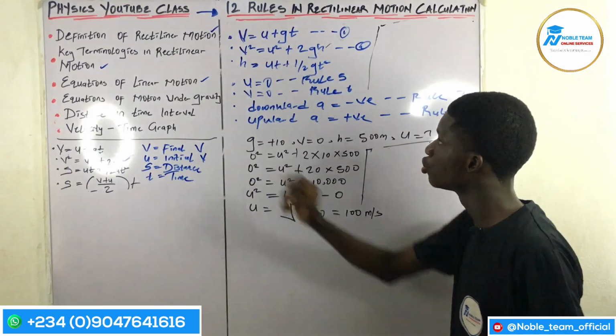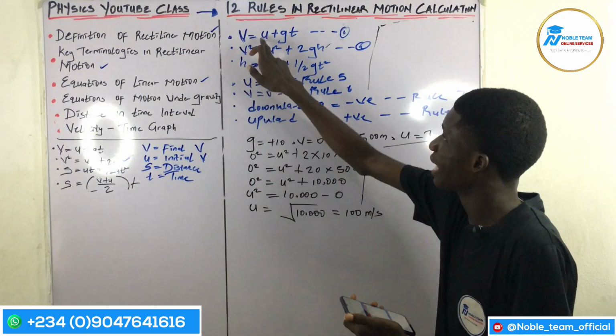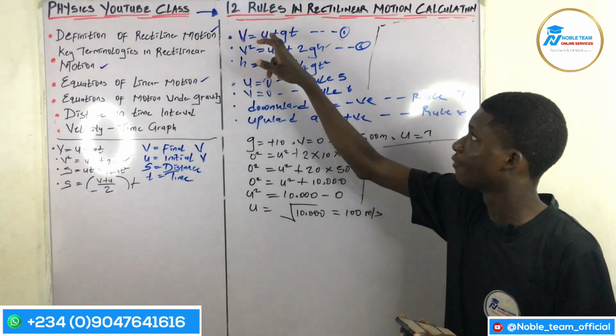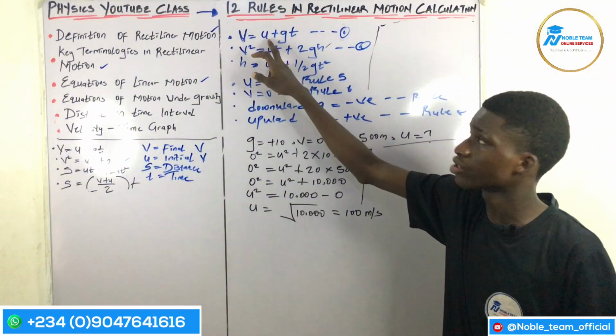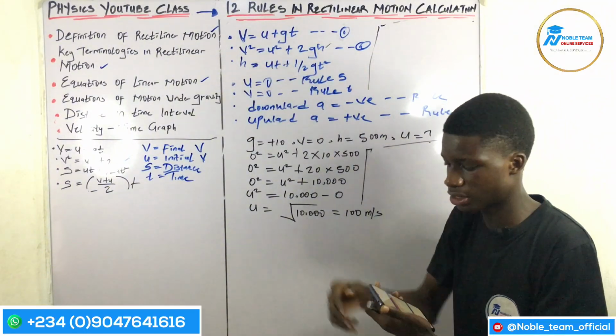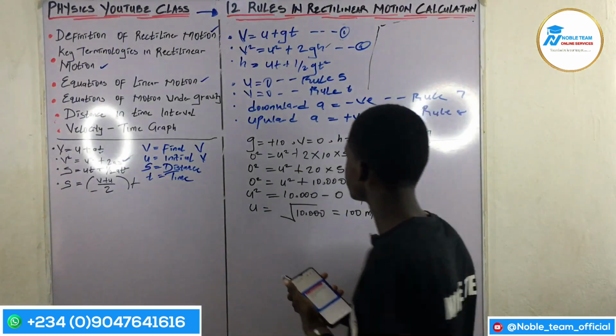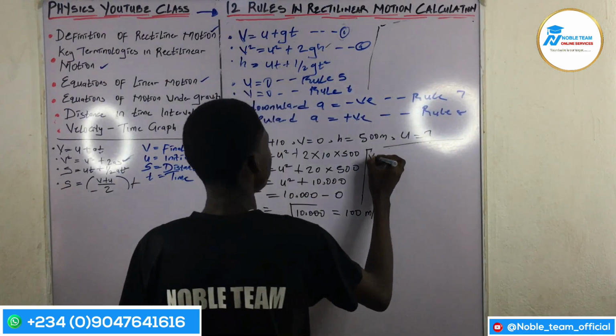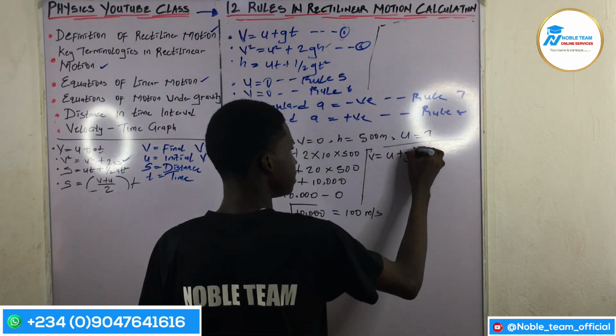Now which formula are we going to use? This one, because we are asked to get the initial velocity. Do you understand? We are asked to get the initial velocity. Now it is going to be what? v = u + gt.